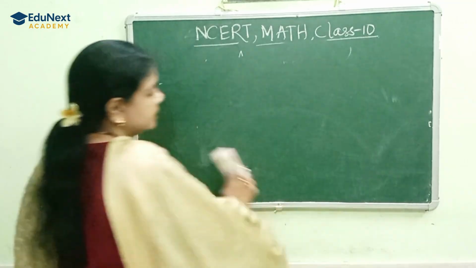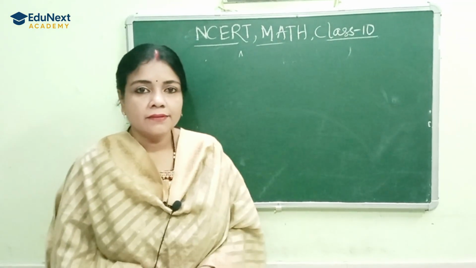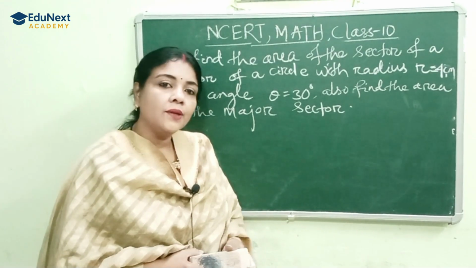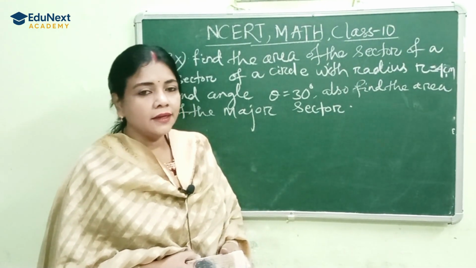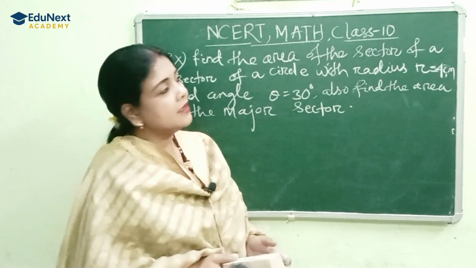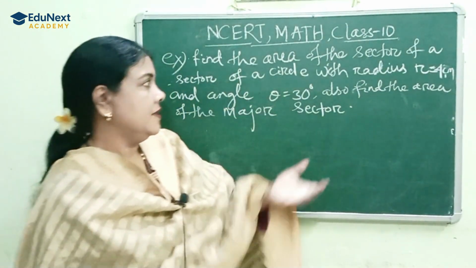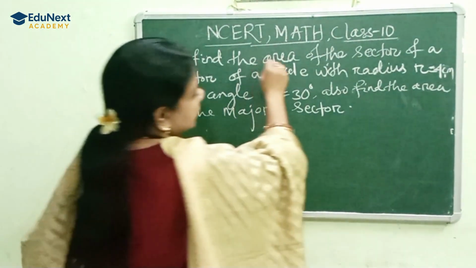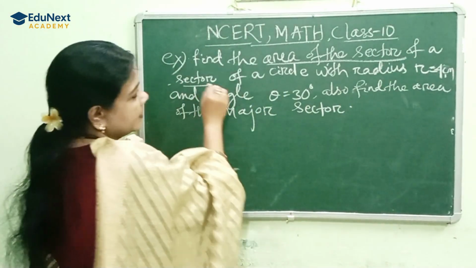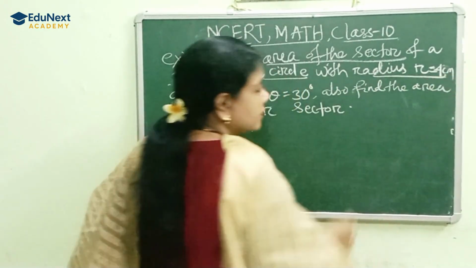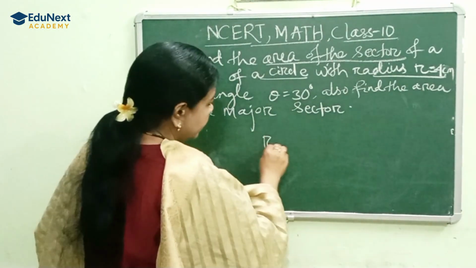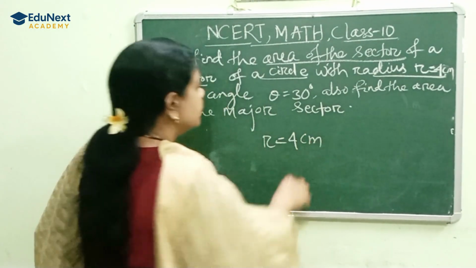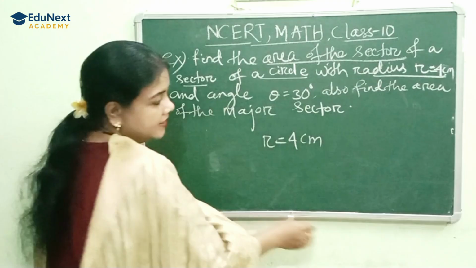Let us discuss the area of the segment. Now let us discuss one example and then I will start solving your exercise. One example is given: find the area of the sector of a circle with radius 4 cm. That means the radius is given 4 cm with angle theta.